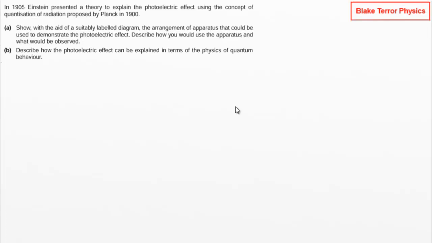Hello, here's a few more practice questions in quantum physics. Looks like we're starting with a descriptive one since this is quite short.